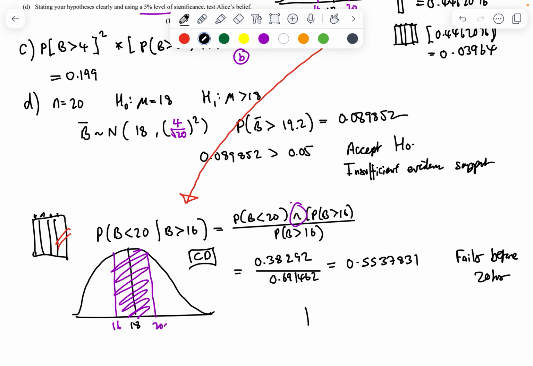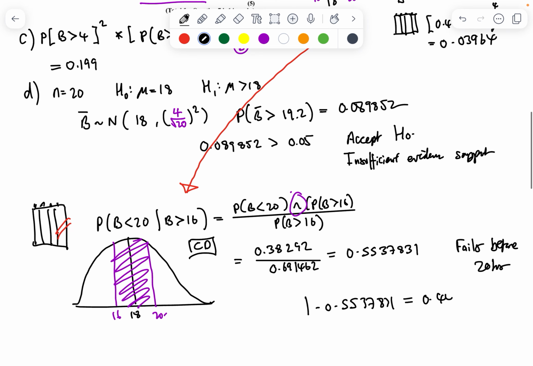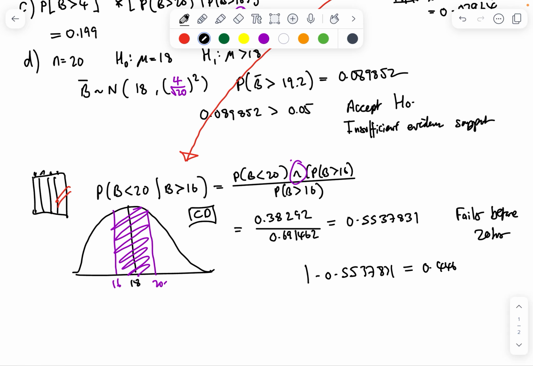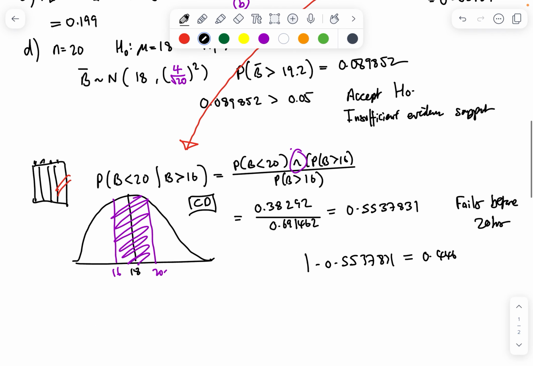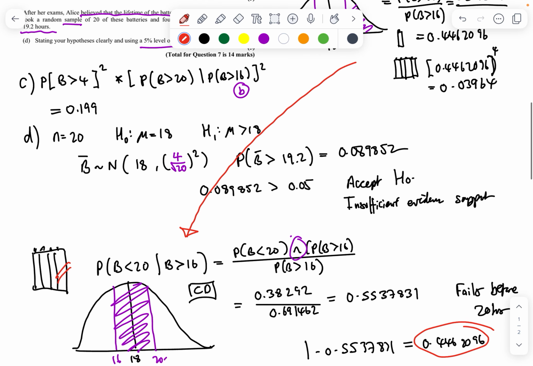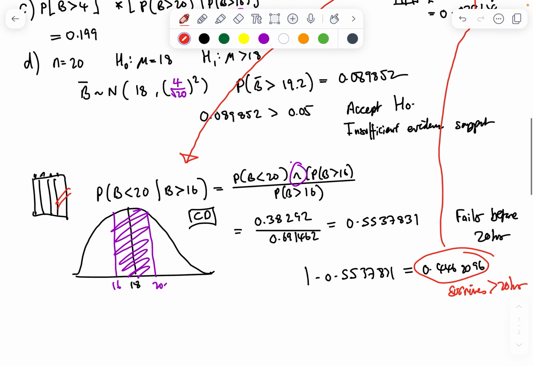And hopefully you've noticed that 1 minus 0.5537831 is equal to 0.4462096, which was the answer that it survives for more than 20 hours. Okay, hopefully that helps.